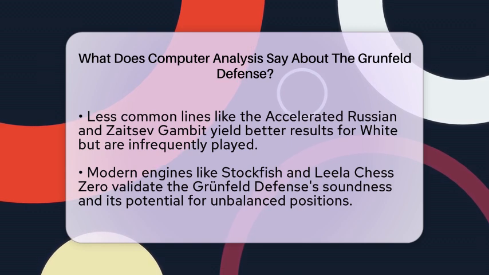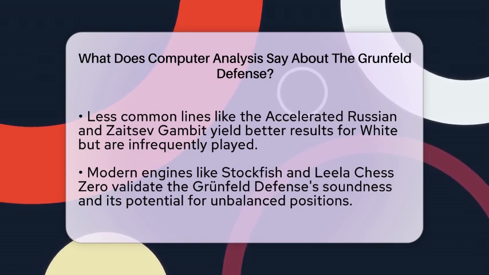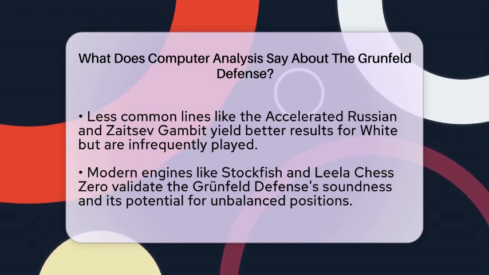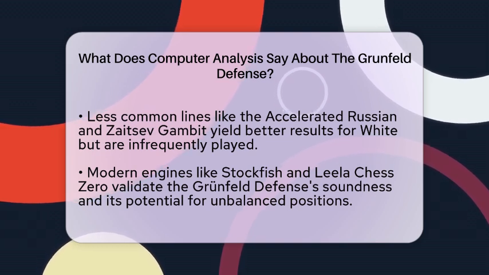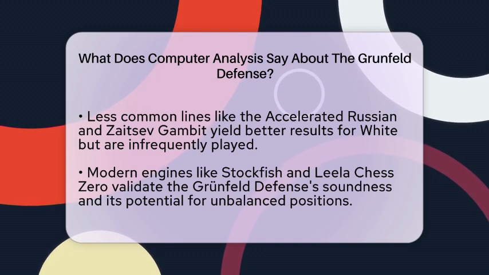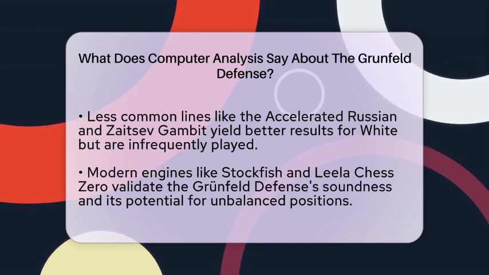They appreciate its ability to create imbalanced positions, which can lead to winning chances for black in asymmetrical middle games. For players choosing black, memorizing critical lines such as the Exchange, Russian, and Hungarian variations is essential. They must also feel comfortable in sharp, tactical positions.